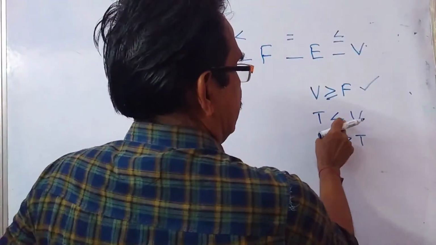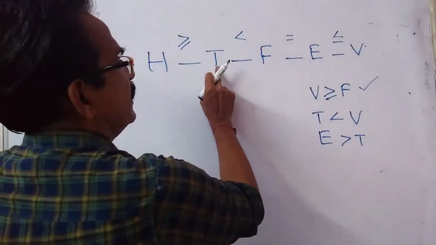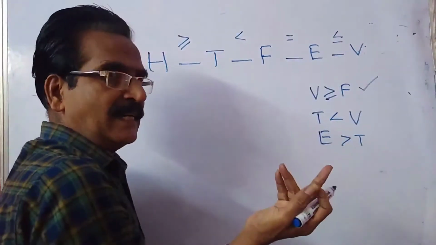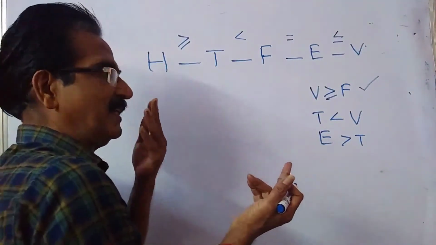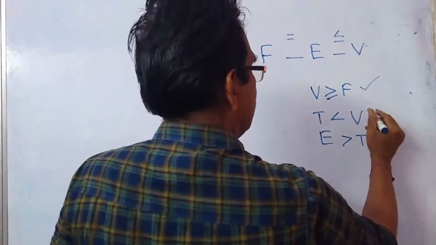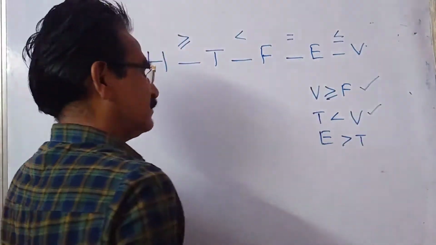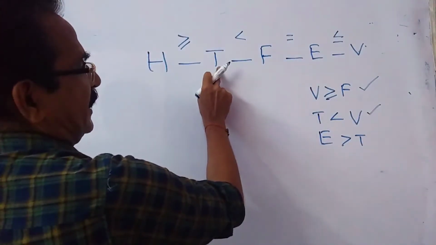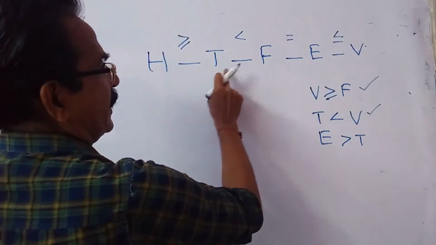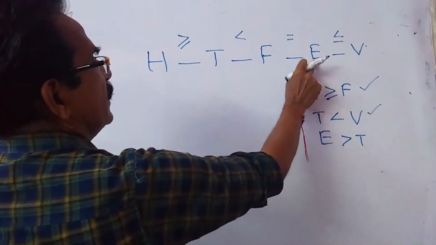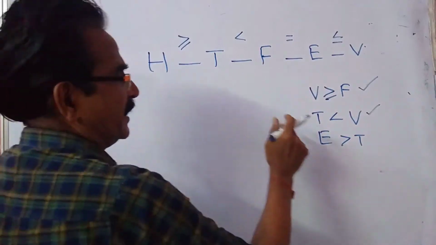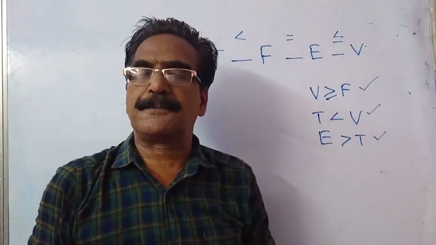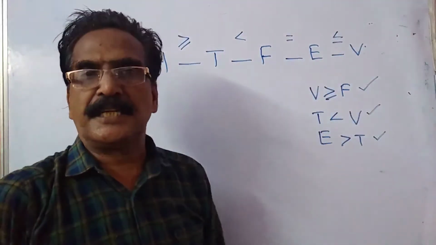Next, second conclusion, T less than V. So T less than or equal to. Less than or equal to implies less than. So T less than V. This is true. Next, E greater than T. F greater than T. So E is equal to F. So E greater than T. So if you take the first option, then all these three statements are good.